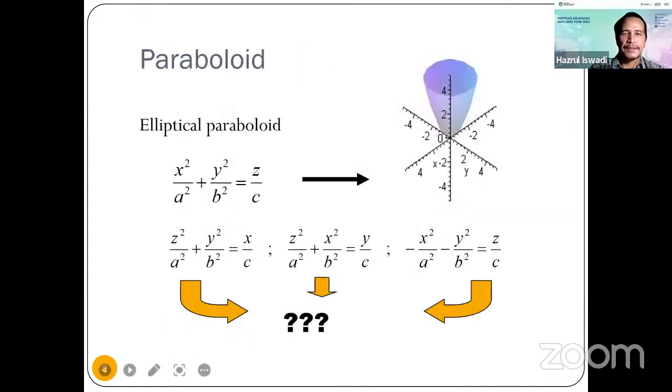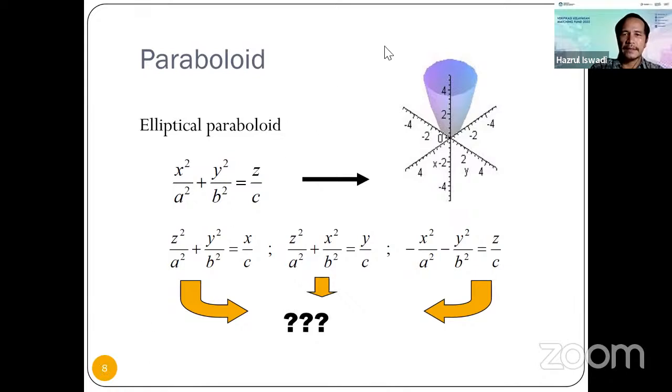Okay, let's go to the paraboloid. The paraboloid means that the surface has a paraboloid shape. So we call it a paraboloid. In bahasa, we can say that this is mangkuk, seperti mangkuk, seperti wadah, mangkuk.